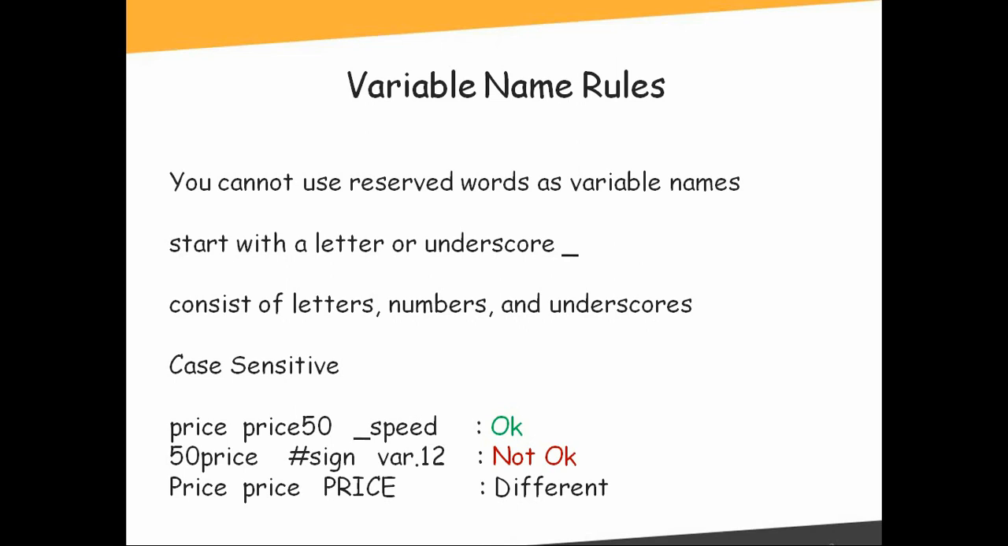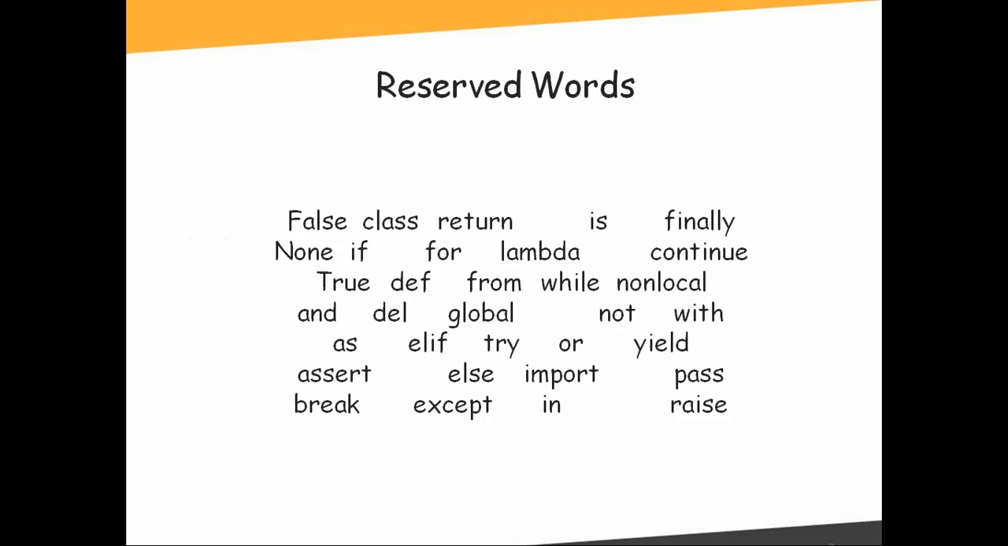And these are some reserved words. You should not use these words as a variable name: False, class, return, is, finally, for, lambda, because these are reserved words. They will be used by the Python language.